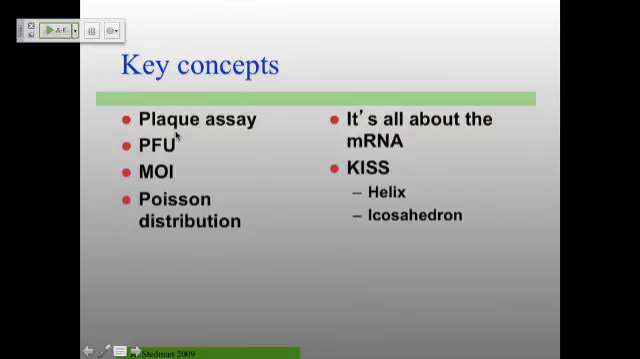What do you need to know? Plaque assay, PFUs, plaque-forming units. We'll talk about these again in much more detail as we move along. MOI, multiplicity of infection, the Poisson distribution. In terms of virus genomes and how we classify them, it's all about the messenger RNA. No, it's not all about the base. It's all about the messenger RNA, at least as far as virus classification is concerned.